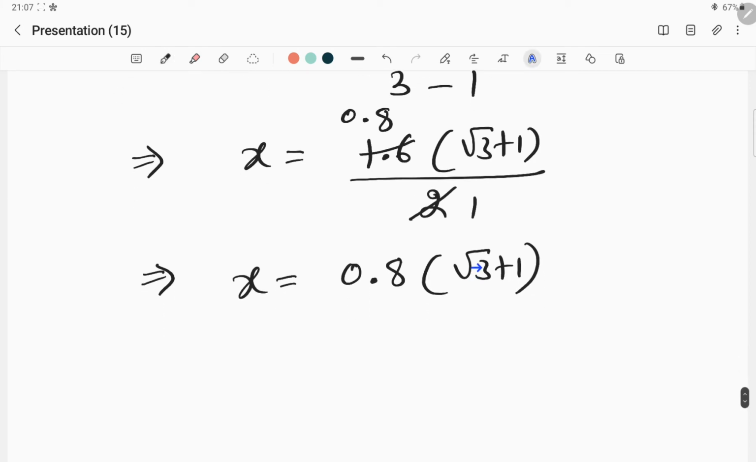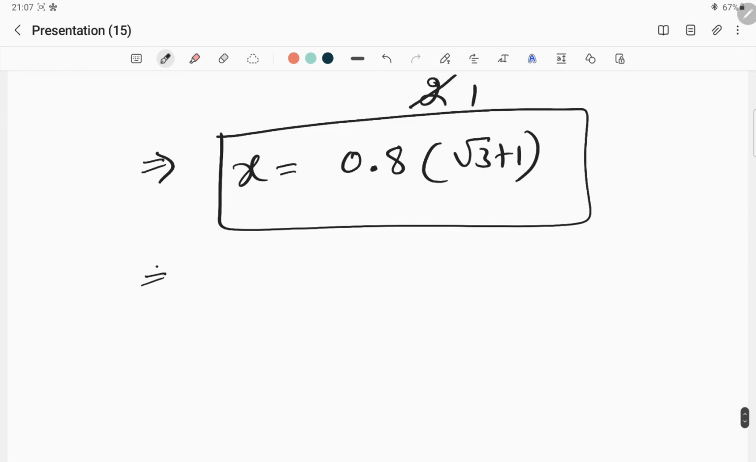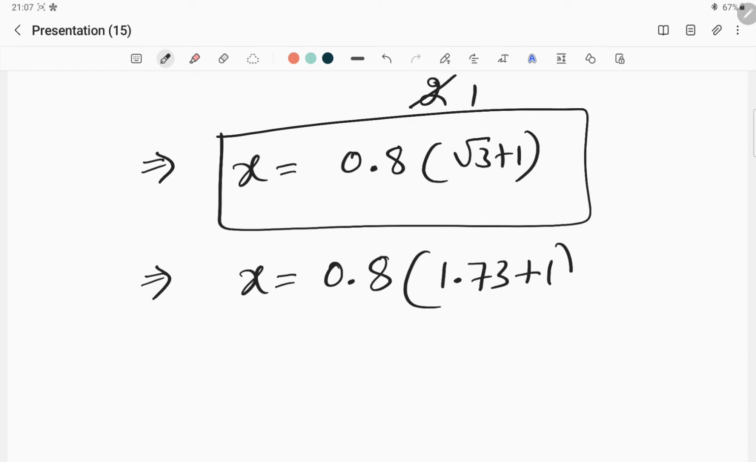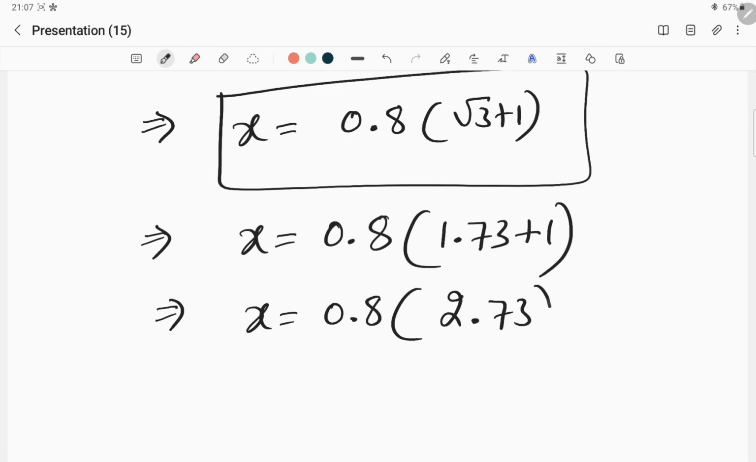Now here, instead of this root 3 you can use 1.73, or you can just leave it like this also, no issues. So this will be the height of the pedestal. If you choose to use root 3 as 1.73, you can write 0.8 bracket root 3 means 1.73. In some of the problems it is given, so that's why I'm doing it. So plus 1.73 plus 1, then it becomes x is equal to 0.8 bracket, it becomes 2.73.